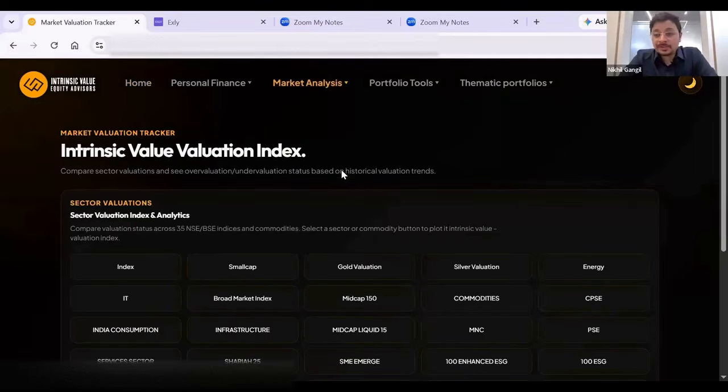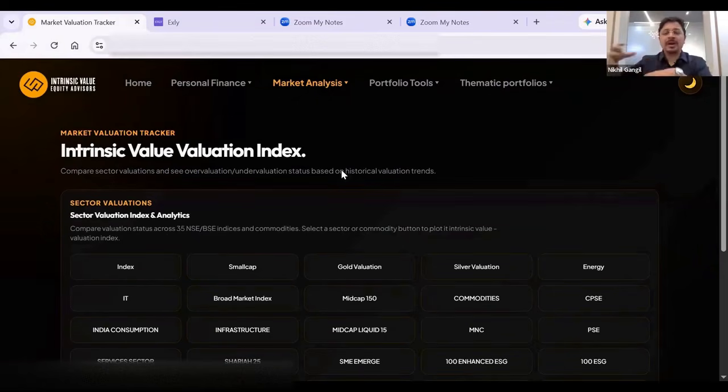So let me tell you what the intrinsic value valuation index is. It is basically a historical and present valuation of all these sectors, not only the sector indices but the broad market also. I will show you the broad market index also. It tells you in the present, where do we stand? So if we are overvalued, it tells you in the present.